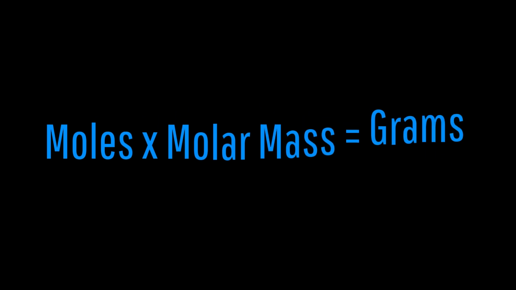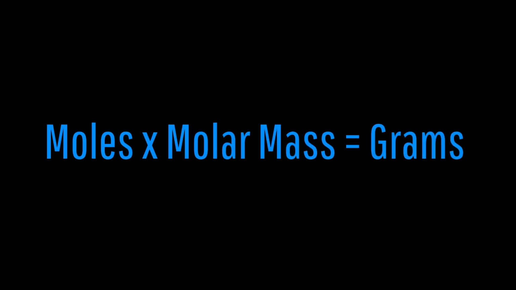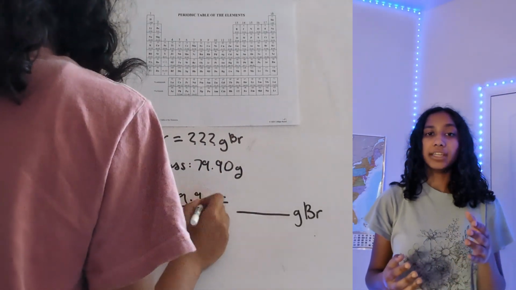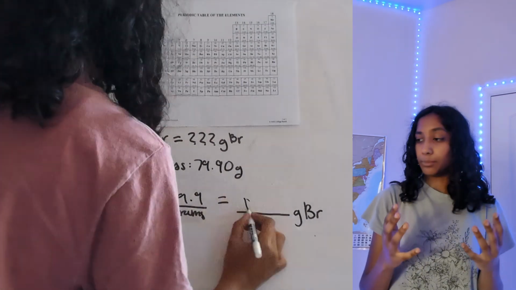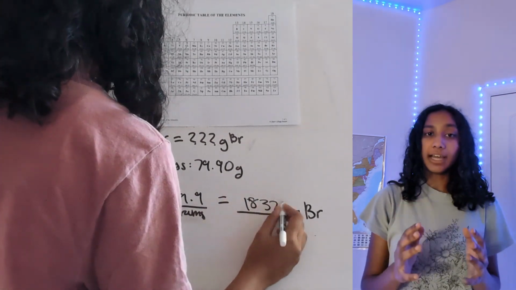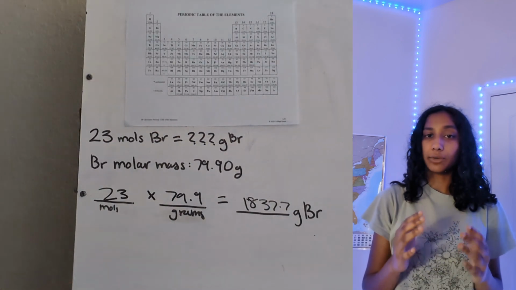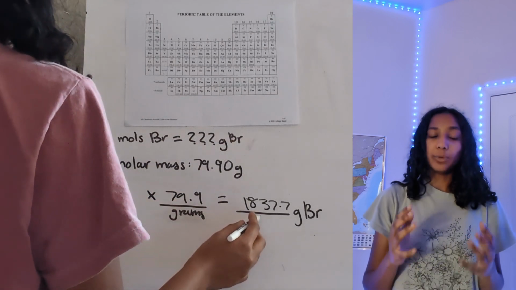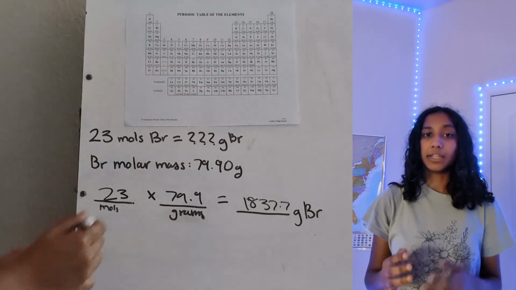copper. But what if a problem gives you the amount of moles of a substance and asks you to convert to grams? In that case, you'd multiply the number of moles of the substance by its molar mass in order to get the number of grams. If you had 23 moles of bromine, you could multiply 23 by 79.9, which is bromine's molar mass, and get 1,837.7 grams of bromine. So, 23 moles of bromine is 1,837.7 grams of bromine.